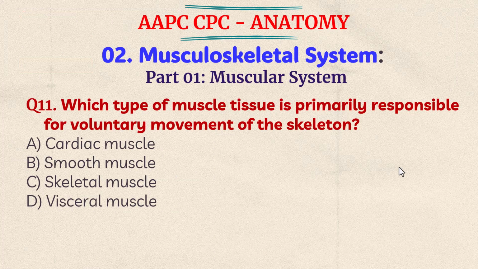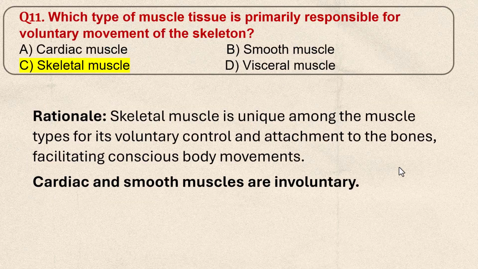Question number 11. Which type of muscle tissue is primarily responsible for voluntary movement of the skeleton? A. Cardiac muscle, B. Smooth muscle, C. Skeletal muscle, D. Visceral muscle. The correct answer is C. Skeletal muscle. Skeletal muscle is unique among the muscle types for its voluntary control and attachment to the bones, facilitating conscious body movements. But cardiac and smooth muscles are involuntary.